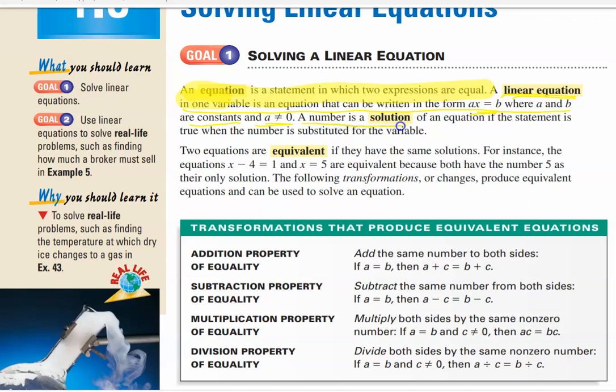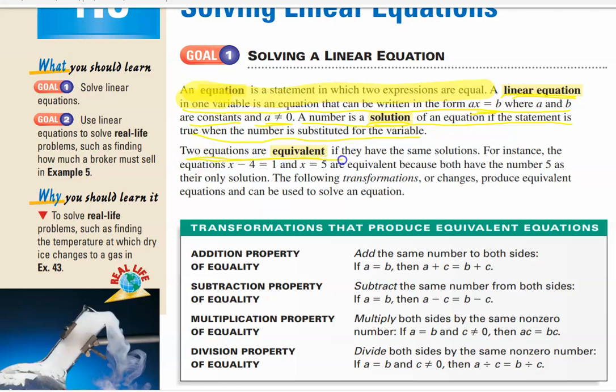A number is a solution of an equation if the statement is true when the number is substituted in for the variable. So it's kind of important. A number is a solution if the statement is true when that number is plugged in for the variable. Two equations are equivalent, meaning equal to each other.